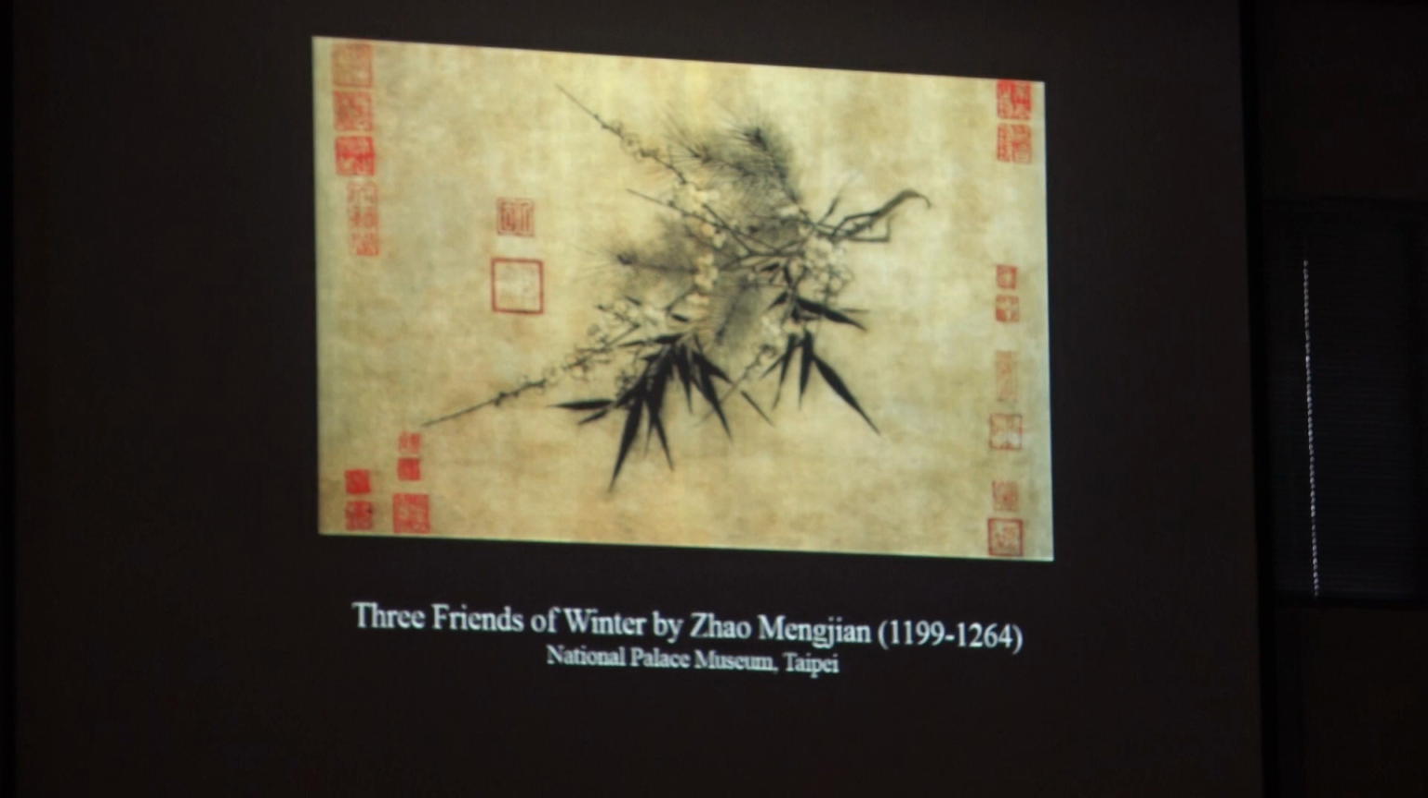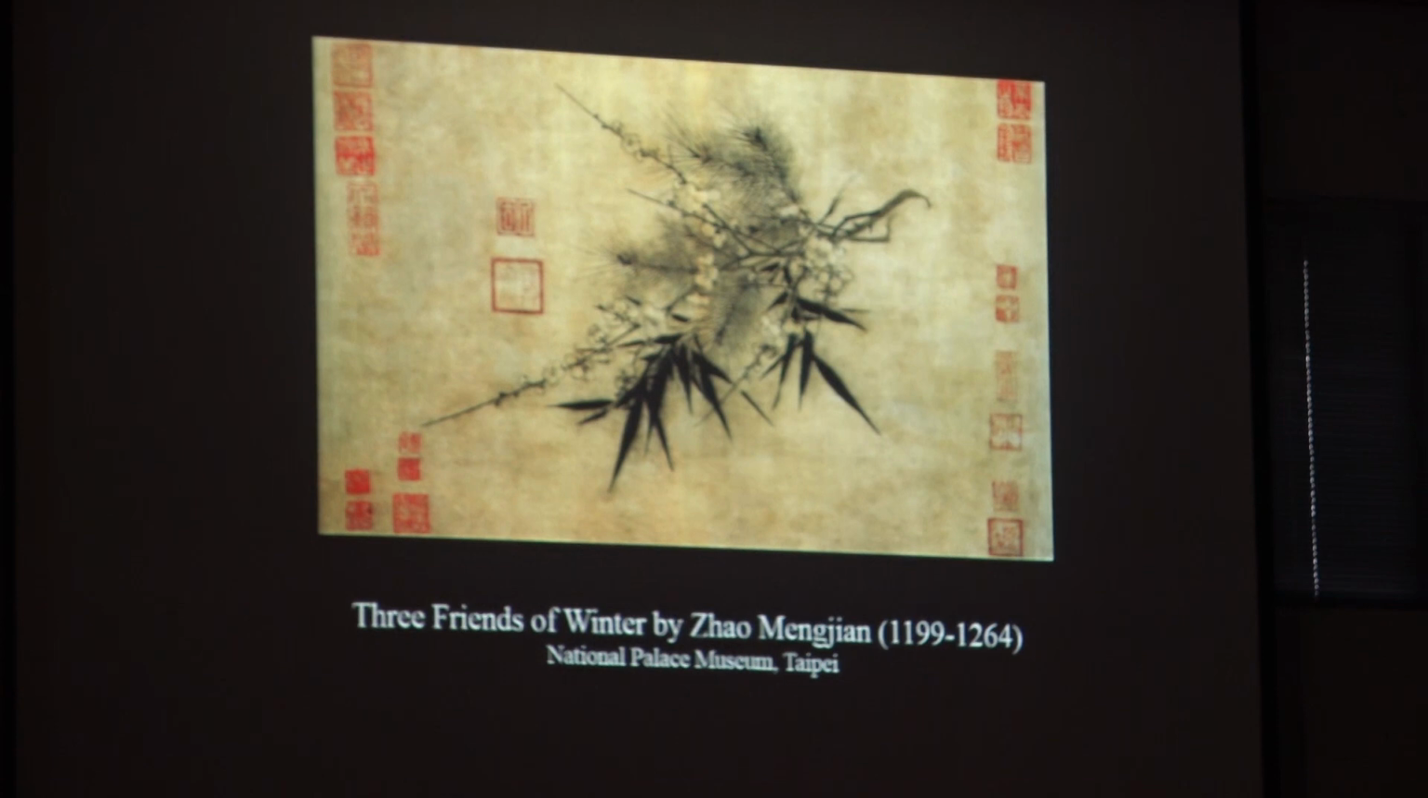And they symbolize the upright official, the official who can stay upright in any circumstances, even if a government is corrupt or if there's various chaotic situations. This is the upright official. And so Three Friends of Winter was a symbol of upright officials, and the emperor decided to name his building after the Three Friends of Winter.